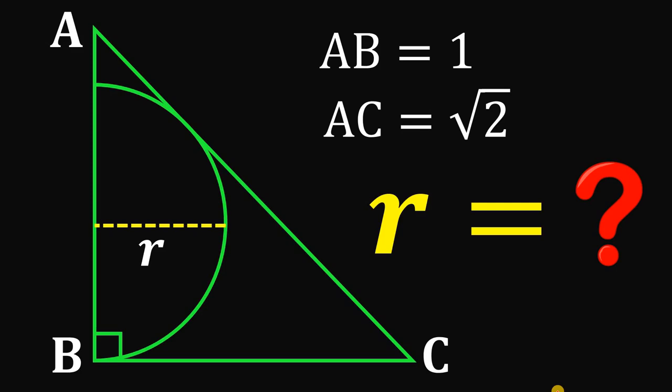Can you solve this geometry challenge? Here's the question. Given this right triangle ABC with a semicircle right over here, let's draw the radius of this semicircle, and let's call this R. Given that the length of side AB is equal to 1, and AC equals square root of 2, our goal in this question is to find the numerical value of the radius, R.